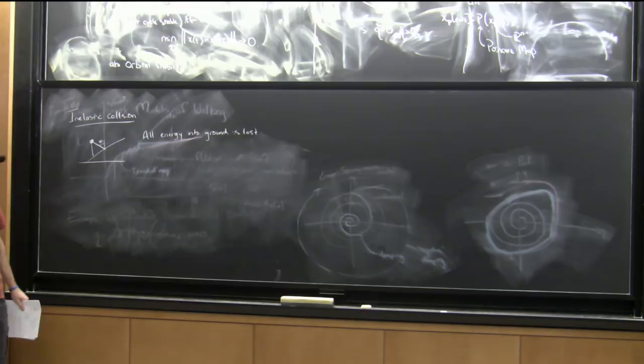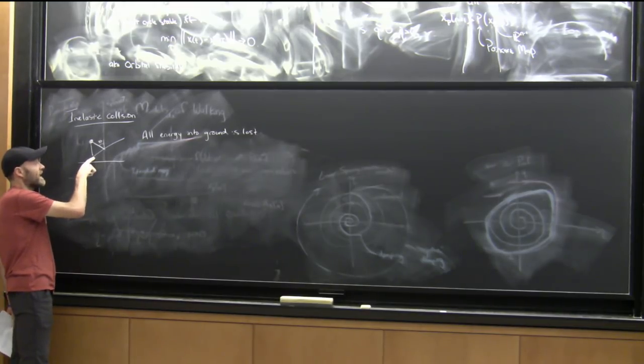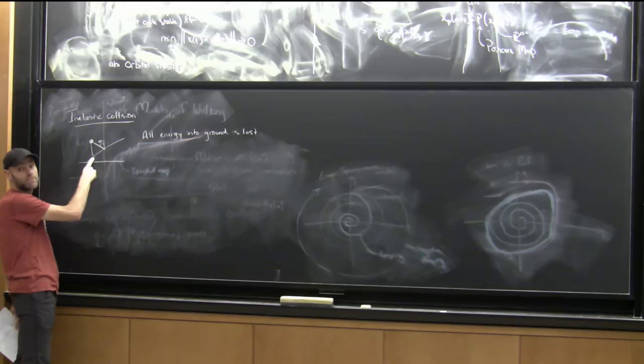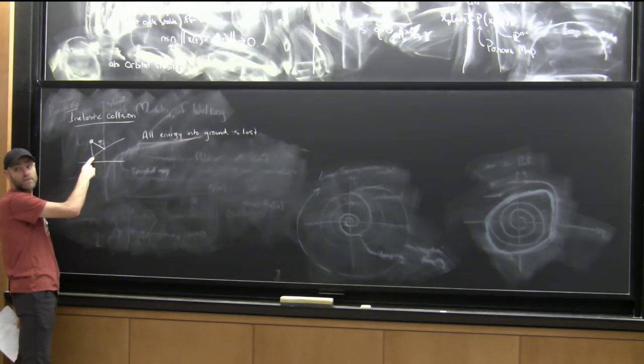Another way to say that, and the more actionable way to say that, is the angular momentum around the point of collision is the only thing that's conserved. Energy is no longer conserved, but at the point of collision, there's forces acting here, but the angular momentum around that is conserved. Okay?